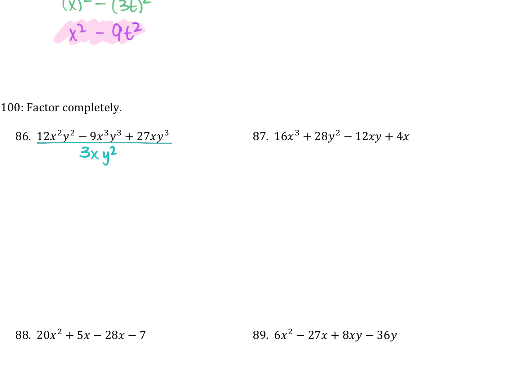Remember with this, what you are dividing each term by goes in front of whatever's left over. It doesn't just disappear. So this is going to give us 3xy squared times 4x minus 3x squared y plus 9y. From here, ask yourself if you can simplify this any further. You can't, so this is your answer.